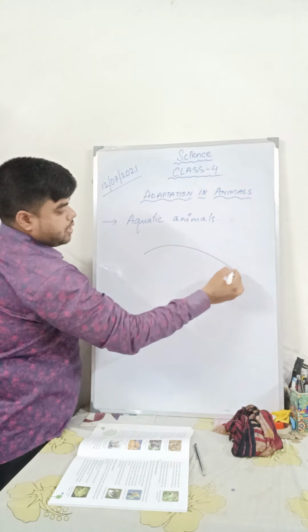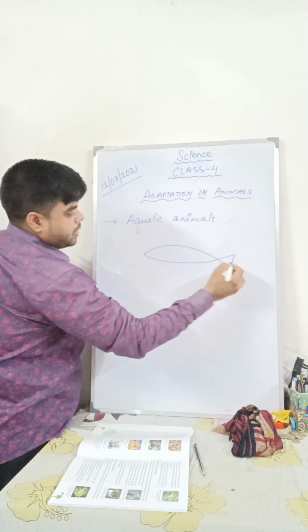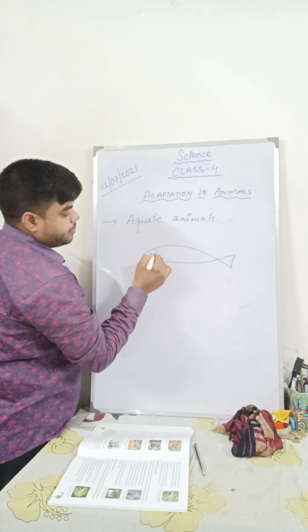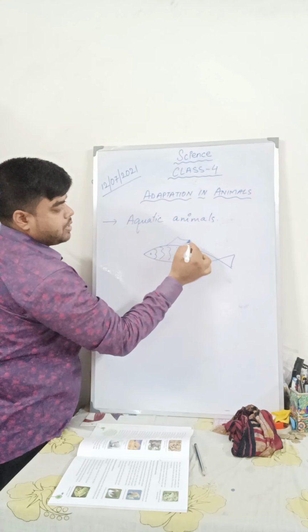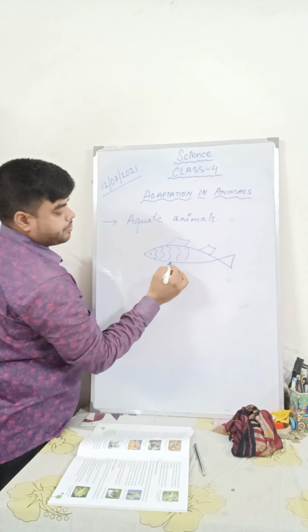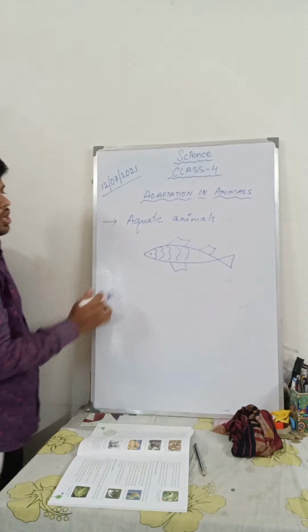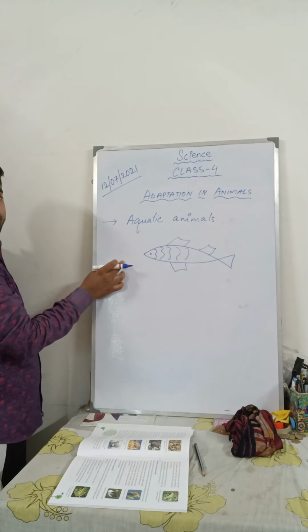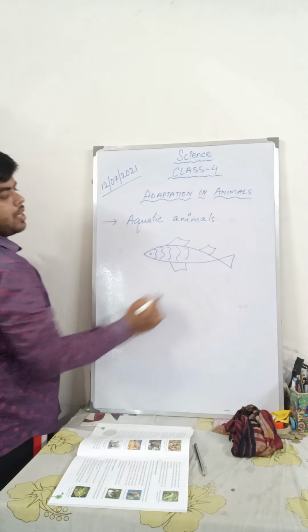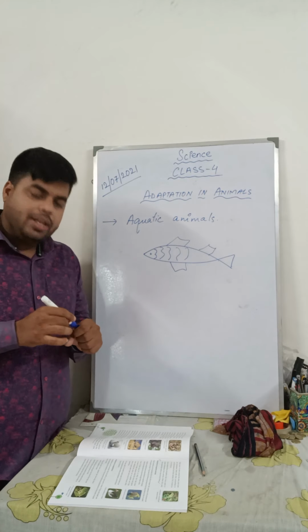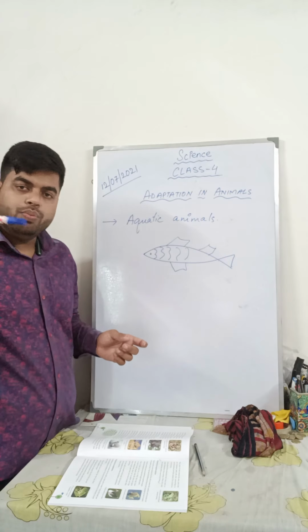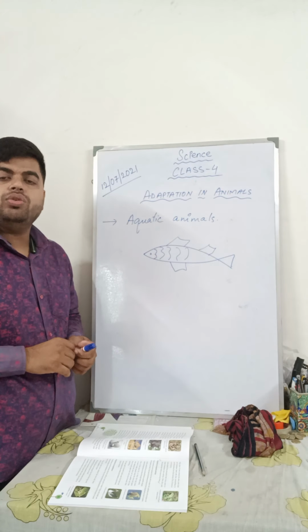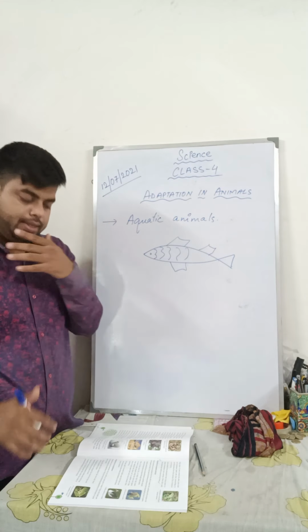So suppose you consider a fish, you see they have scales, and they have fins also. The streamline means narrow in the front as well as narrow at the back. So this streamline shape actually helps them, because it is narrow, to move forward, swim forward without any resistance, without any blockage.